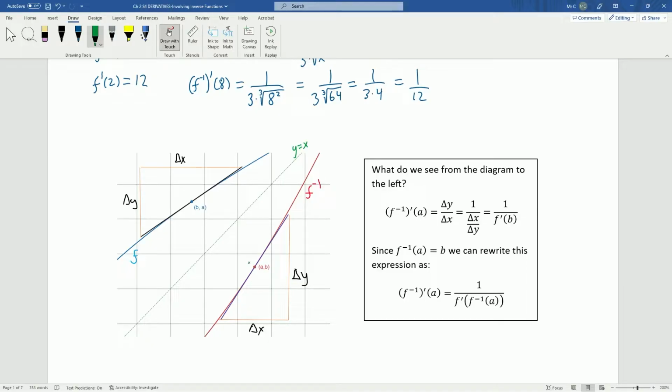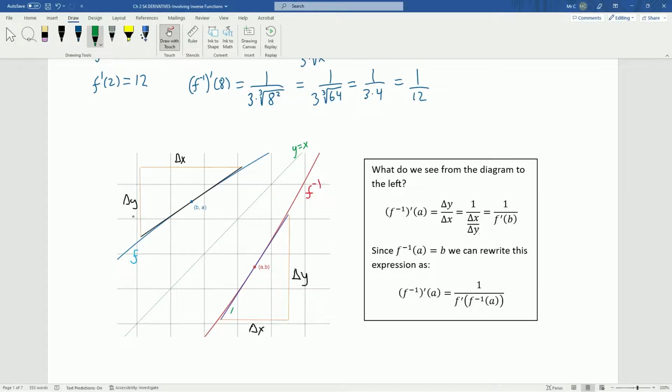function f inverse. And so when I look at the slopes here, the rise is delta y for the slope formed on the f function's tangent, and the run is delta x. But when I take that same tangent line and I move it over the reflection, the image of this triangle reflects as well. So we see that the rise here is delta x and the run is delta y.